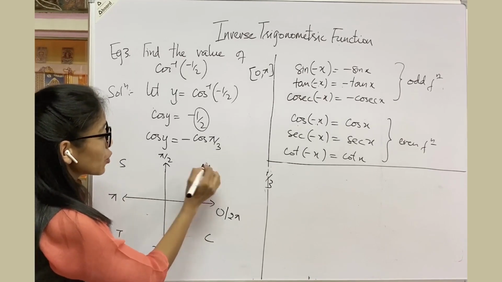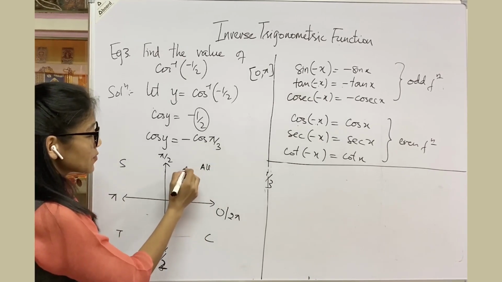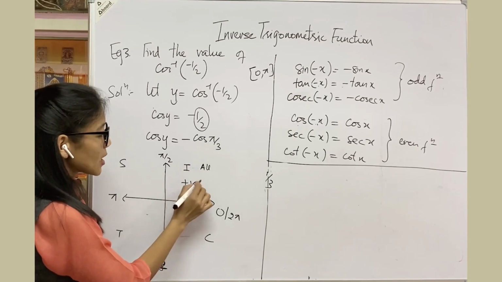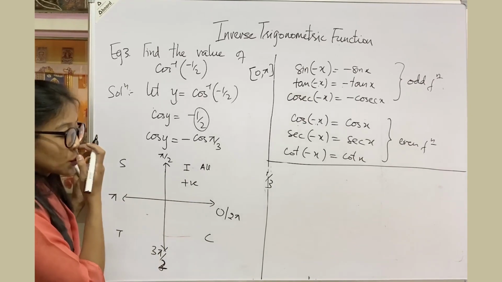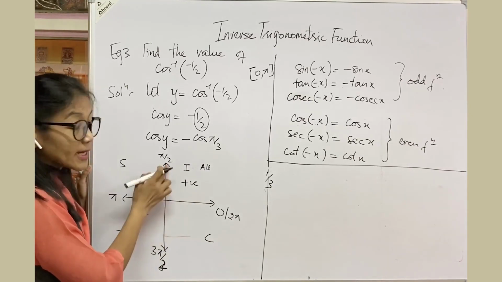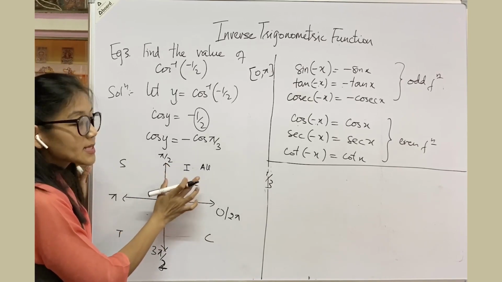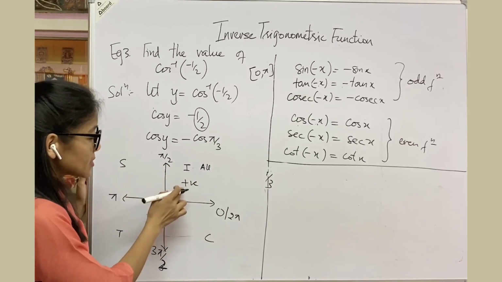So A is for all. In the first quadrant, this is the first quadrant, right? In the first quadrant, all the 6 trigonometric ratios are positive. So if your angle is 0 to 90, first quadrant means 0 to pi by 2, within this, all the 6 trigonometric ratios will be positive, okay?